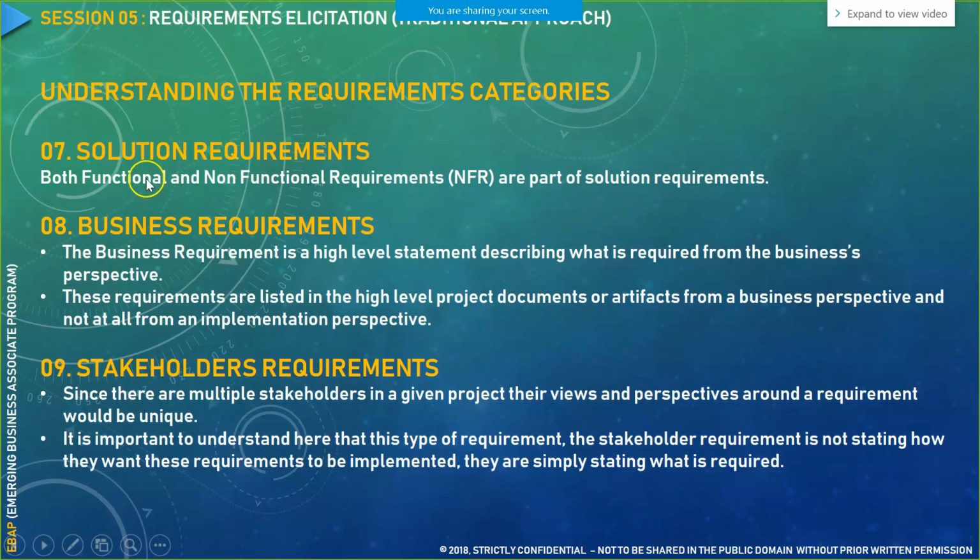The next category of requirement is solution requirement. Both functional and non-functional requirements together are called solution requirements, which would meet the solution needs of a particular system. Then we have business requirement. A business requirement is a high level statement that describes what is required from a business perspective. So what is the value that we are deriving? Now functional requirements are a subset of business requirements.